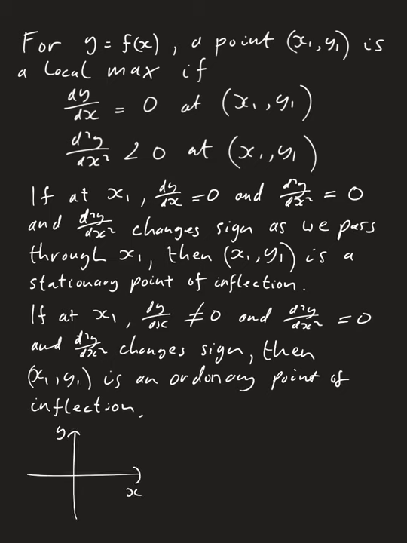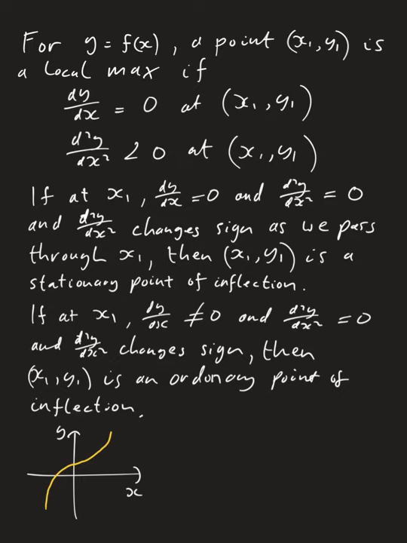It looks something like this. An ordinary point of inflection will be somewhere where the second derivative is going one way and then the second derivative is going the other way. So you see on the left there of that yellow curve, that would be a negative second derivative. And on the right, that would be a positive second derivative.